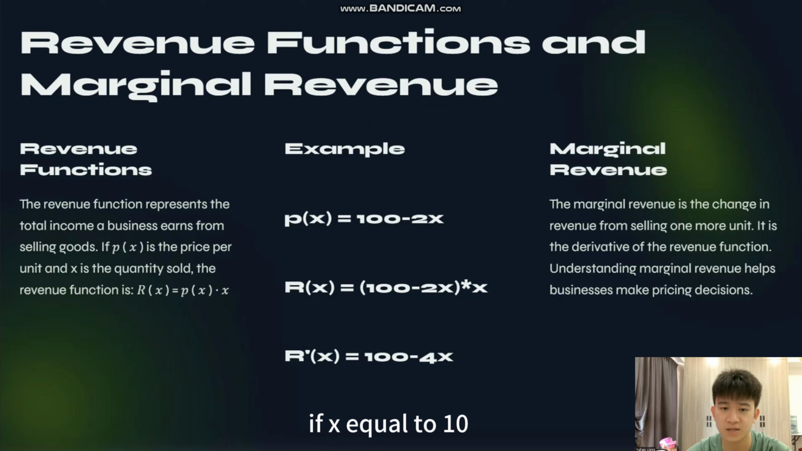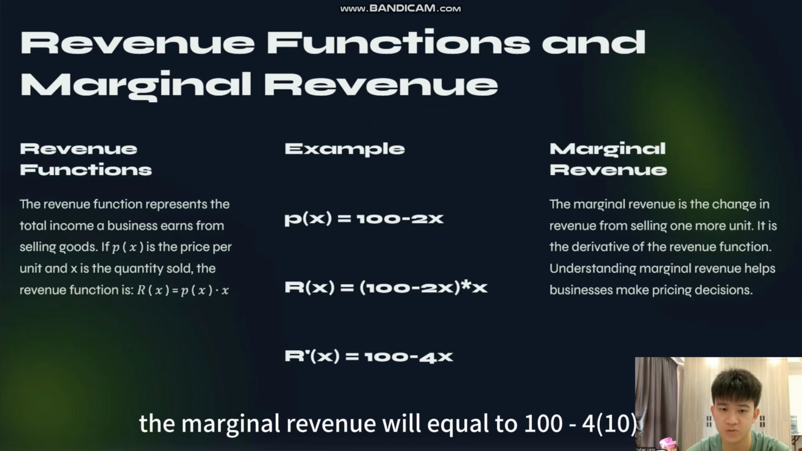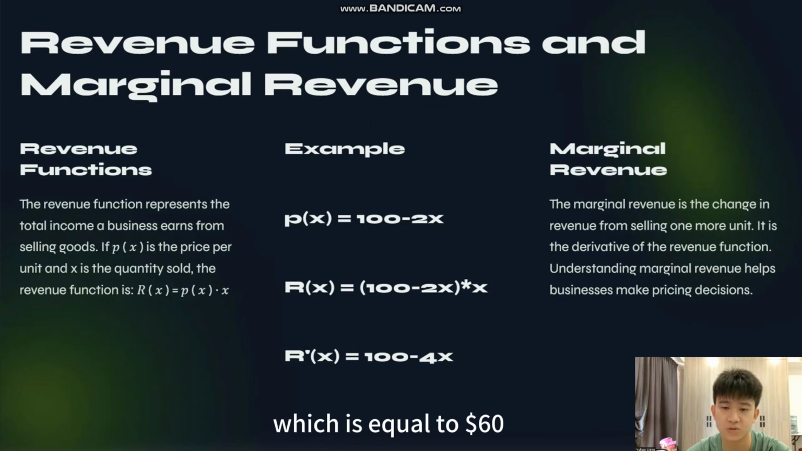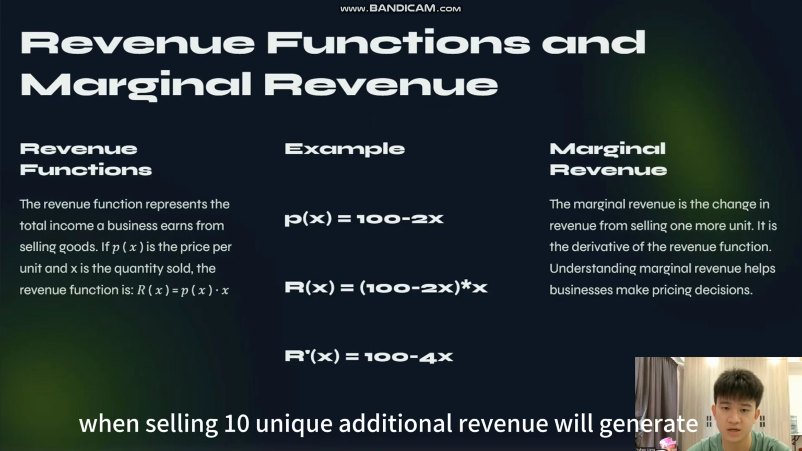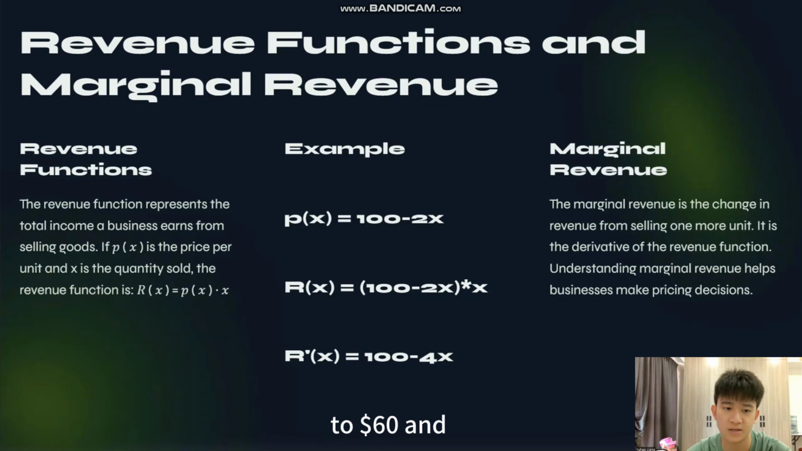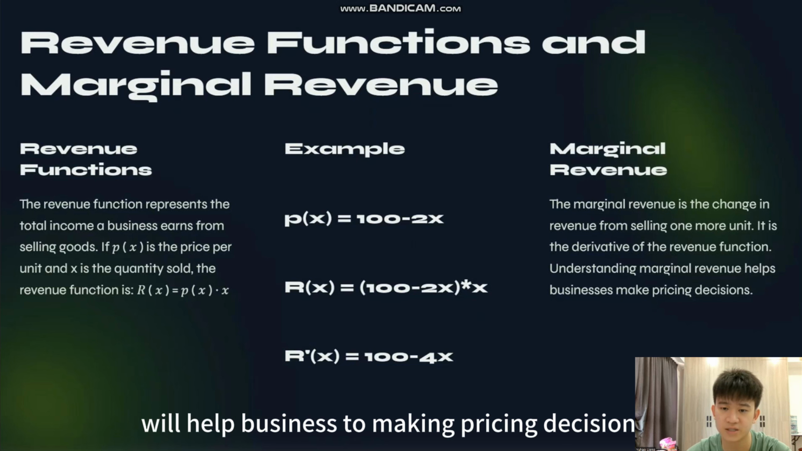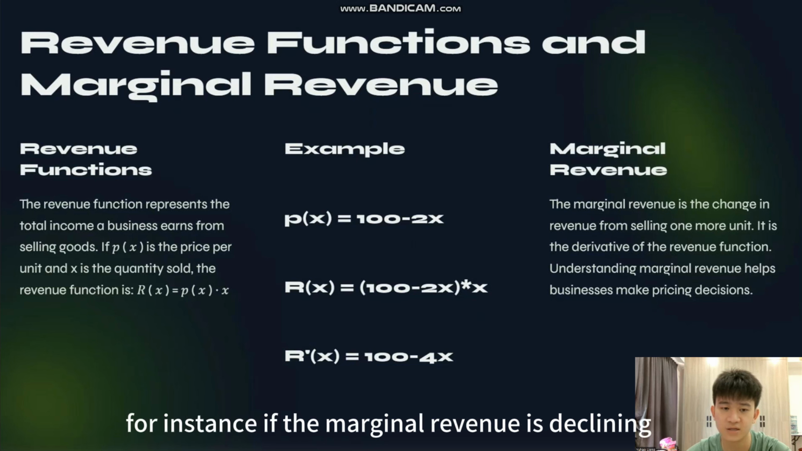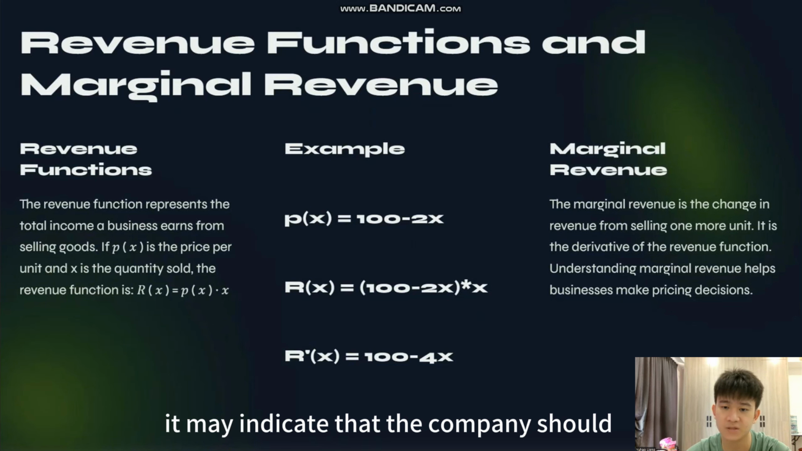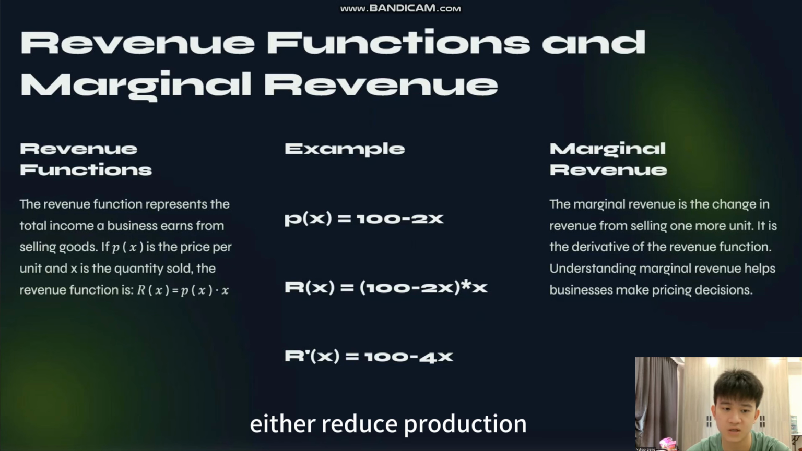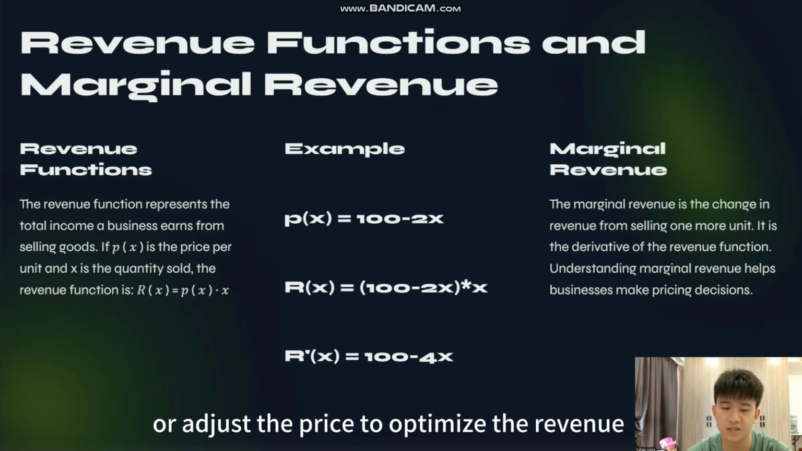If x equals 10, the marginal revenue will equal 100 minus 4 times 10, which is equal to $60. So when selling 10 units, the additional revenue generated will be $60. Understanding marginal revenue will help businesses make pricing decisions. For instance, if the marginal revenue is declining, it may indicate that the company should either reduce production or adjust the price to optimize the revenue.